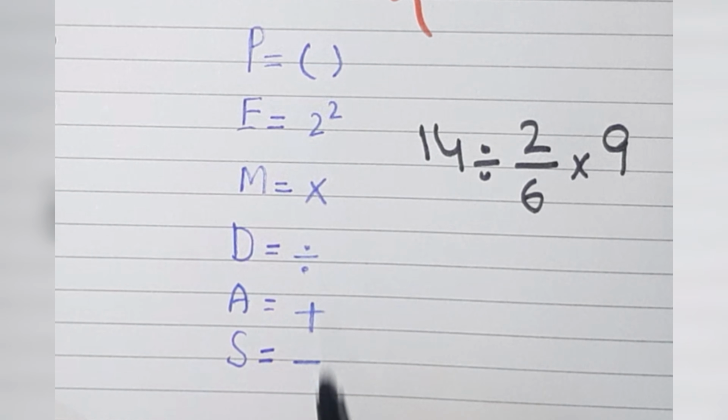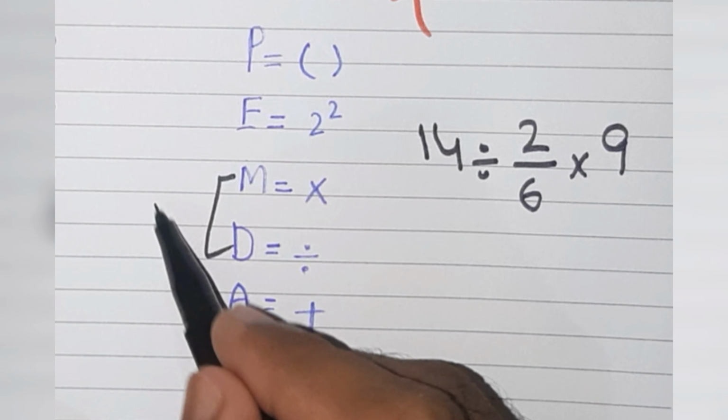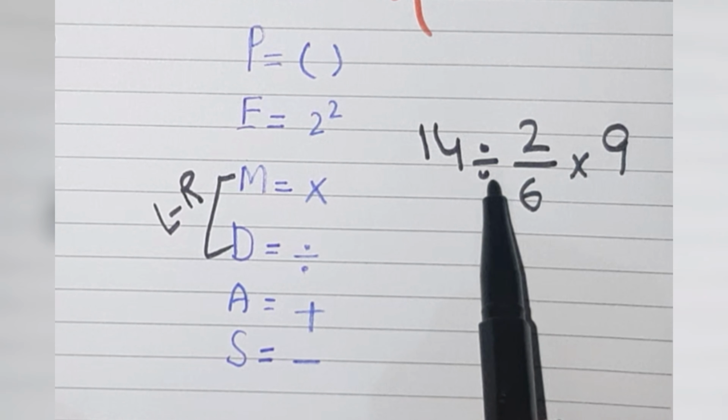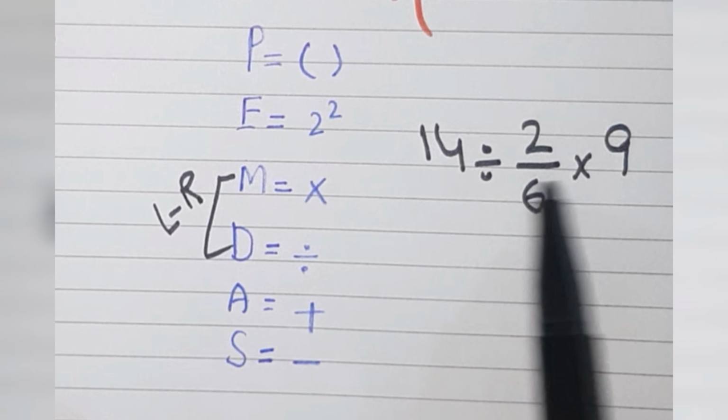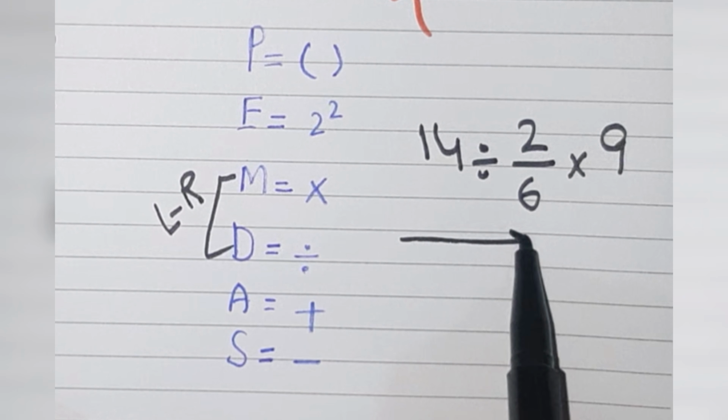According to the order of operations, multiplication and division have equal priority, and we have to work from left to right. So here, first, we have to do this division, then this multiplication. If we do this multiplication before this division, it is wrong. So first we have to do this division.